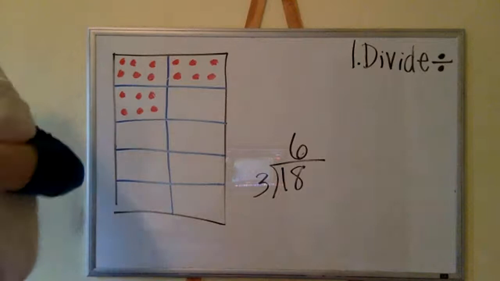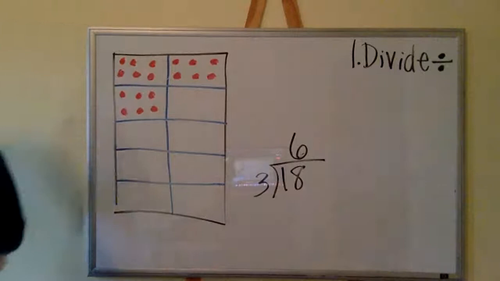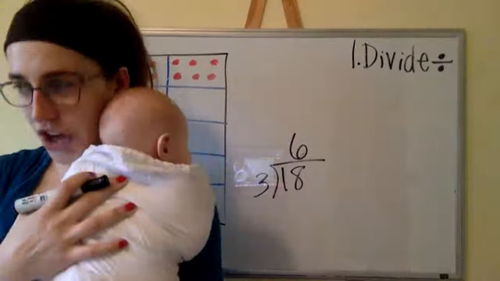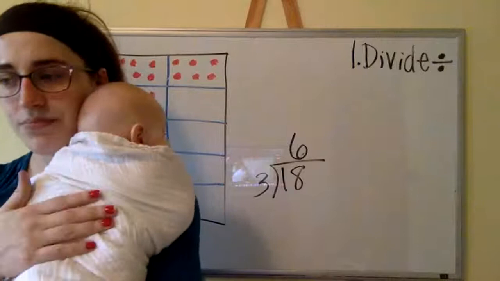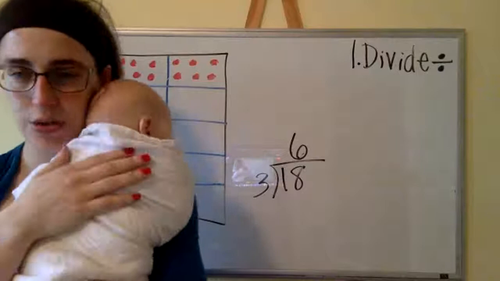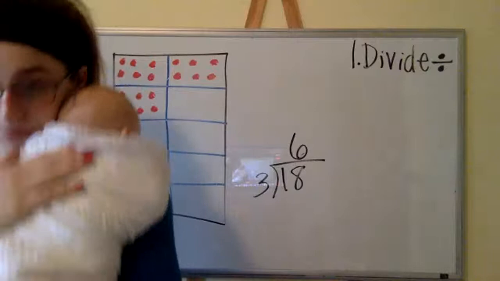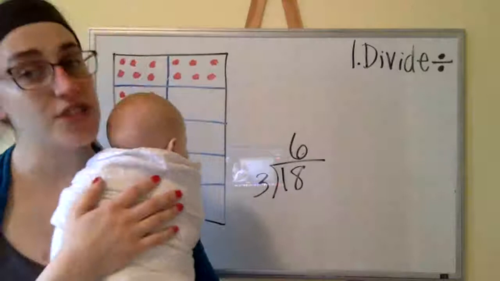We are going to check our division equation. If you check addition with subtraction, how will you check division? If addition and subtraction are used to check each other, what will you use to check division? You'll use multiplication, but not just any equation. You'll have to use a related fact.